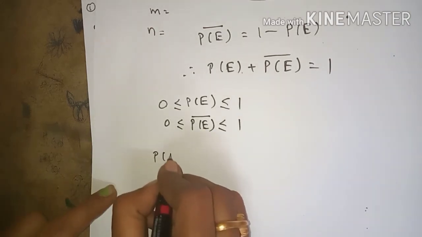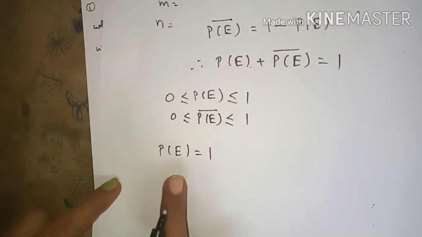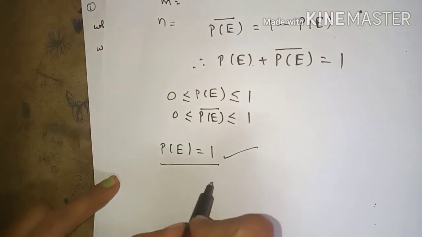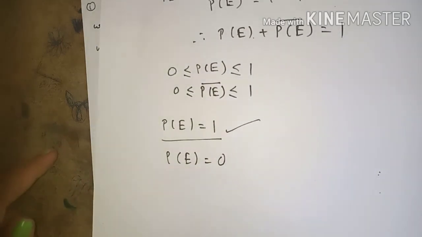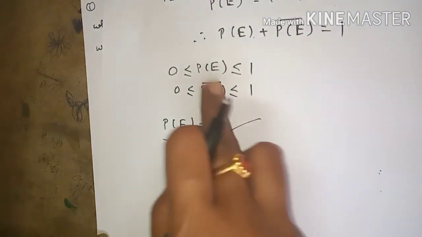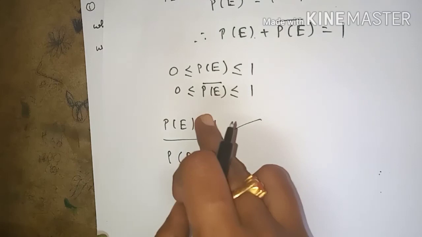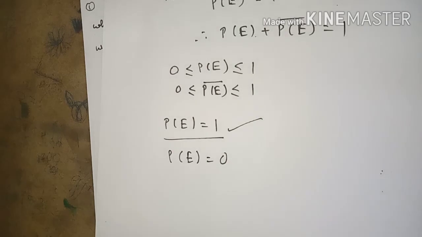Now, if you get P(E) equal to 1, then it is called a sure event or certain event. If you get P(E) equal to 0, then the event is called an impossible event. Why? Because P(E) always lies between 0 and 1, and P(E bar) also lies between 0 and 1. The remaining we will see in the next class.